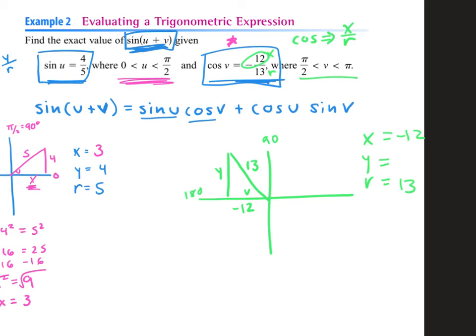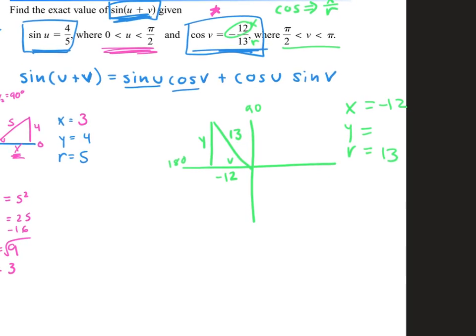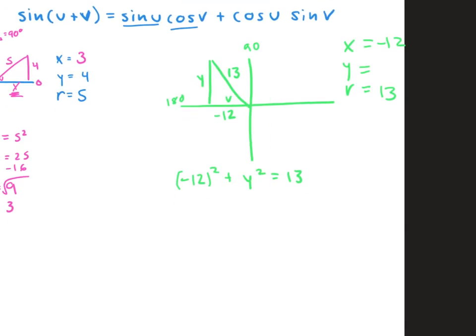So what can we do to find y? Pythagorean theorem. So we have negative 12 squared plus y squared is equal to 13 squared. Negative 12 squared is 144. 13 squared is 169. Subtract. What's 169 minus 144? 25.